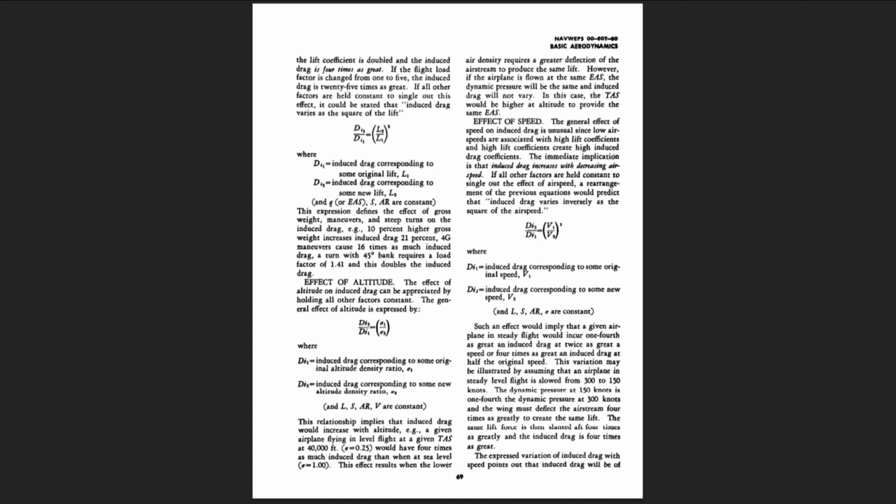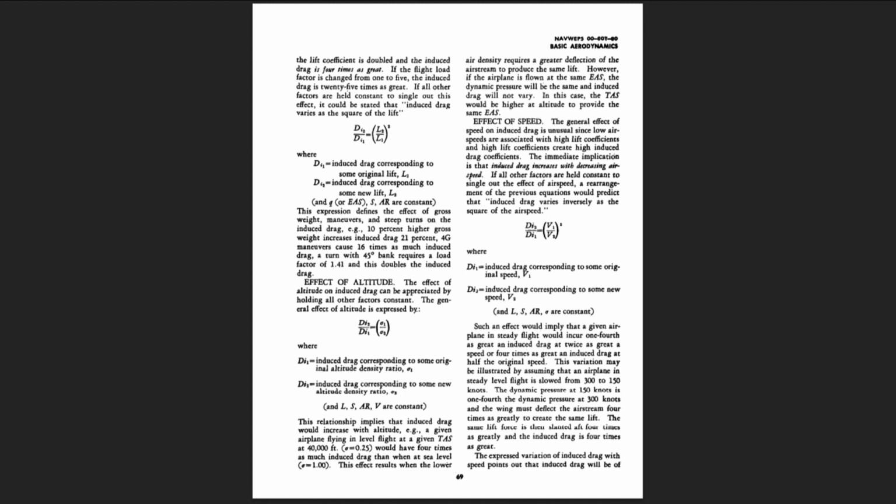Effect of altitude. The effect of altitude on induced drag can be appreciated by holding all other factors constant. The general effect of altitude is expressed by DI2/DI1 = σ1/σ2, where DI1 equals induced drag corresponding to some original altitude density ratio, σ1, DI2 equals induced drag corresponding to some new altitude density ratio, σ2, and L, S, AR, and V are constant.